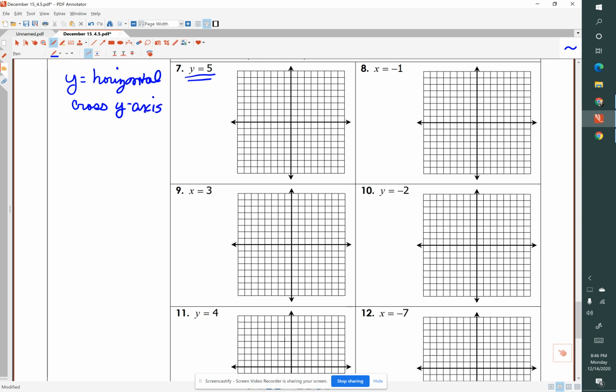Now, the vertical lines are x equals something. Those are vertical. And they cross the x-axis.